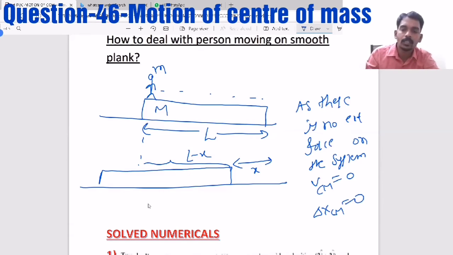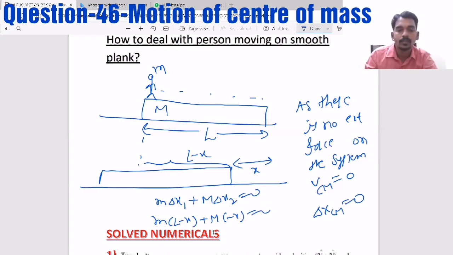That's why m delta x1 plus capital M delta x2 should be 0. That means m into (L minus x) plus capital M into (minus x) equals 0. Why minus x? Because the plank is going backward by x. And the person went forward by a distance L minus x with respect to the ground. So here you will get the relation m into (L minus x) equals M x.